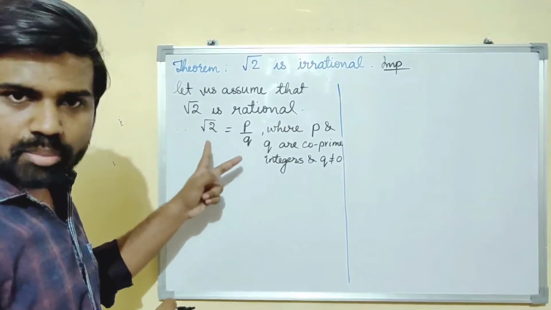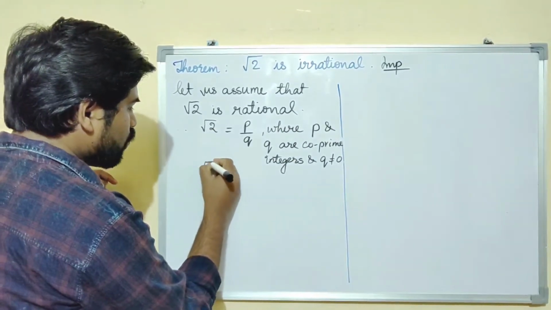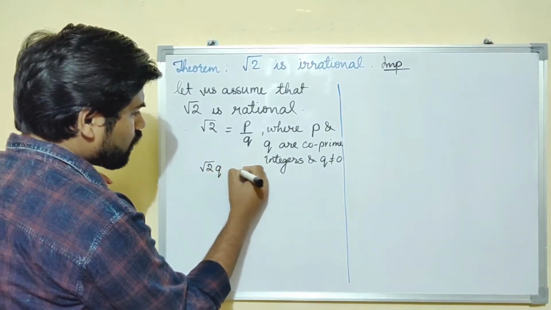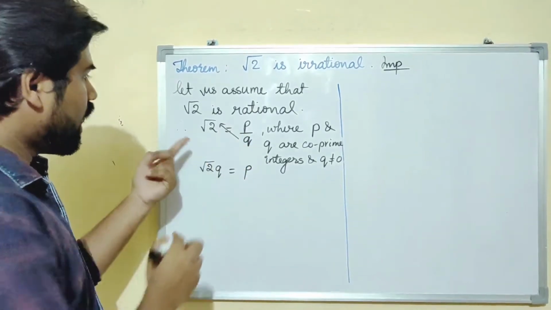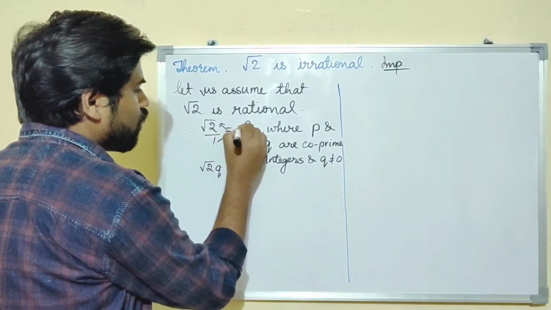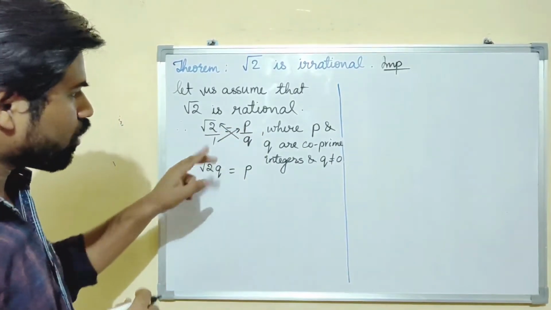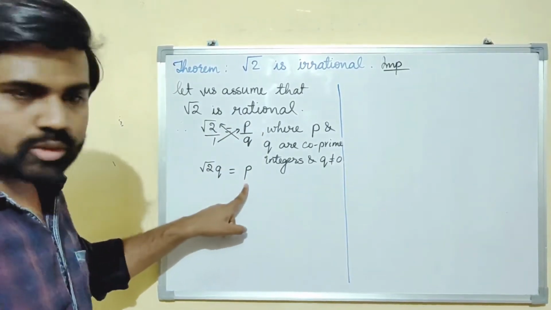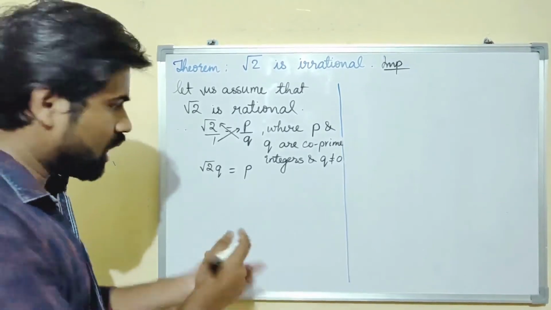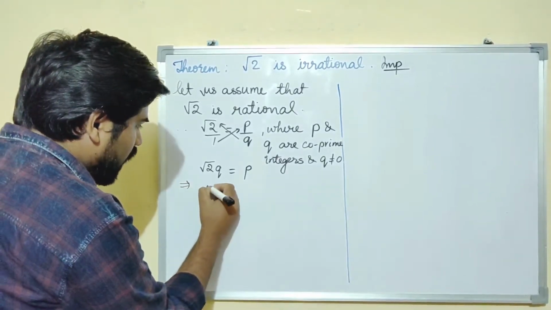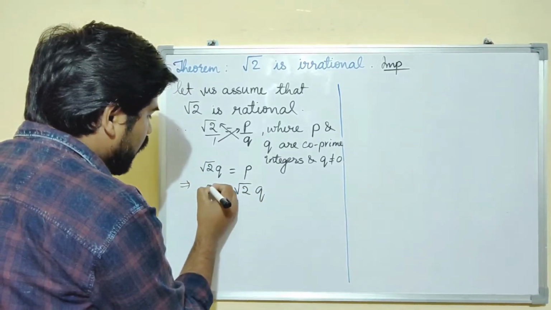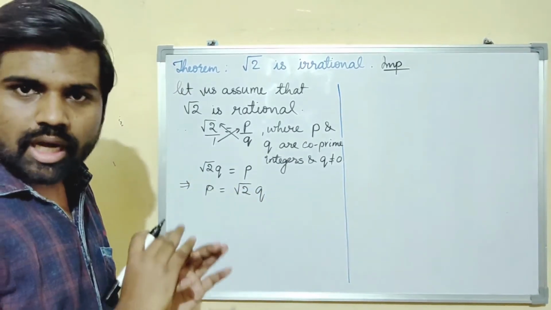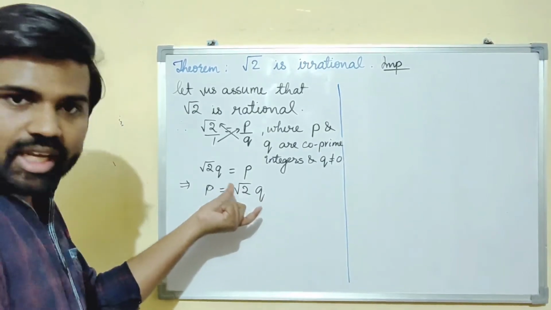Now cross multiply it, you will get root 2 Q equals P. We have multiplied Q by root 2, and here it is 1 only, so you can multiply 1 by P. On cross multiplying, you will get root 2 Q equals P. Rearrange it. Let us write it as P equals root 2 Q. I did nothing, but I have rearranged them.